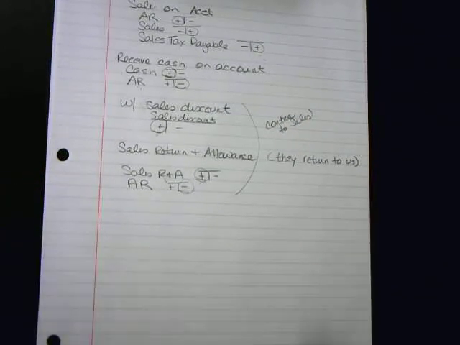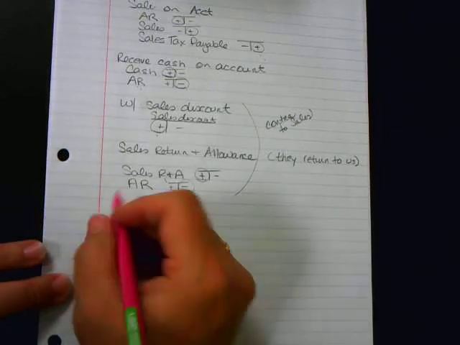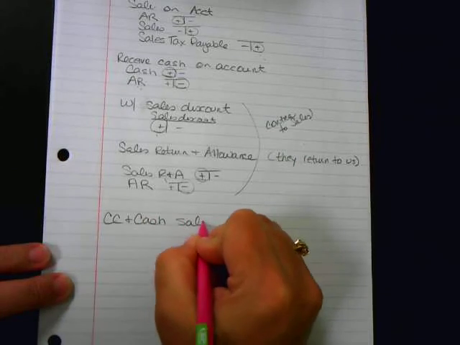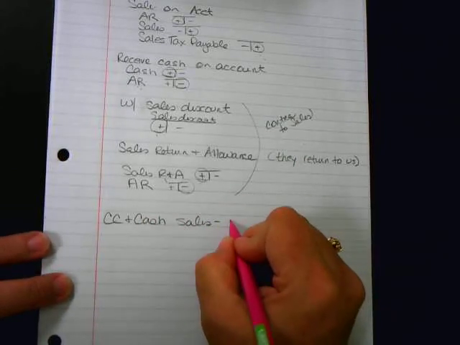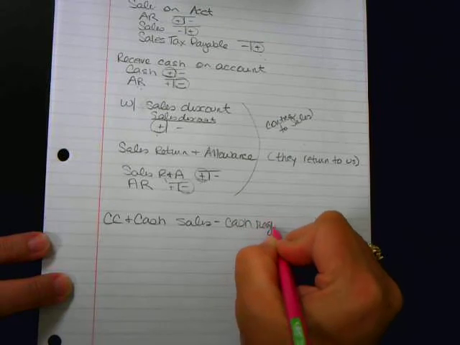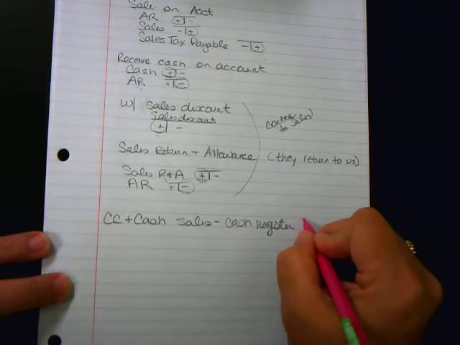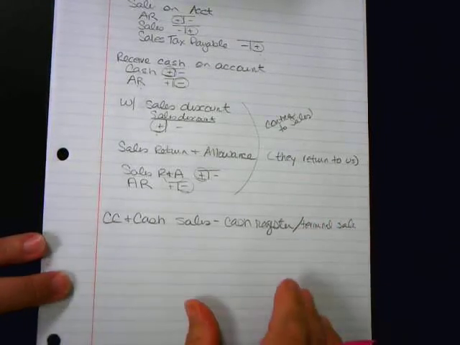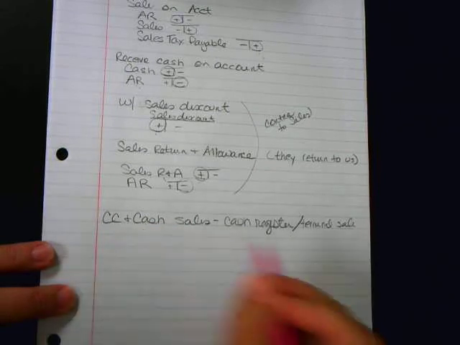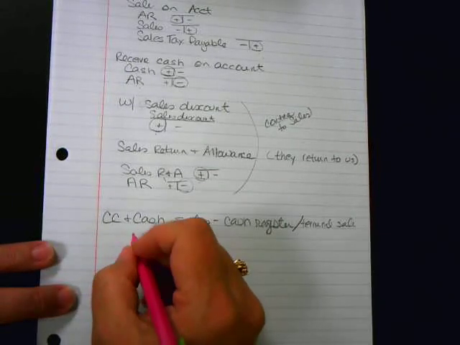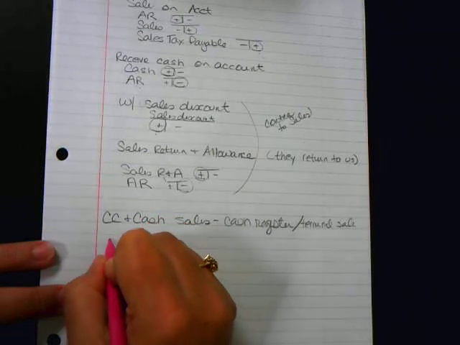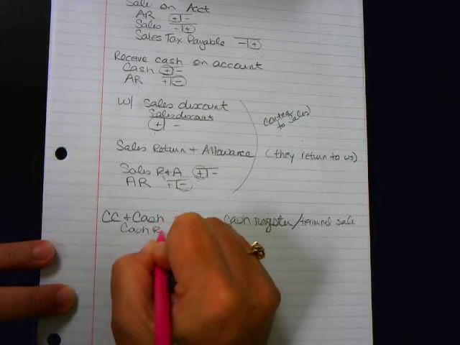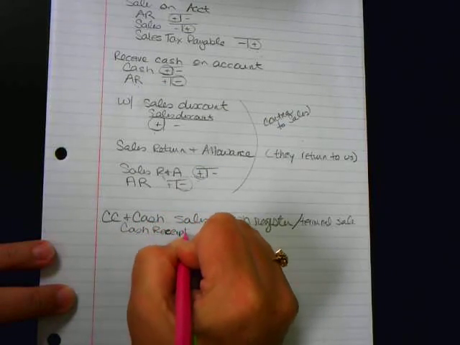All right, and then one last is the cash and credit card sales. Okay, and this is coming from the cash register basically, or what they call a terminal sale, or a TS. And this is going to go in cash receipts. Okay, the cash receipts journal, not the sales journal.